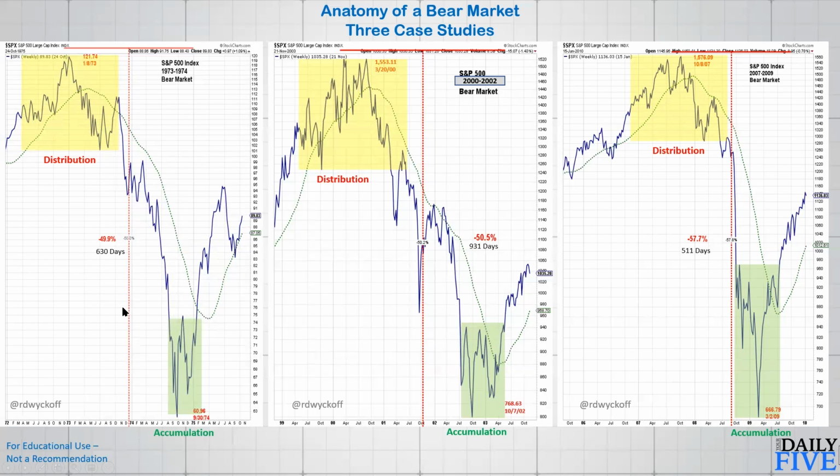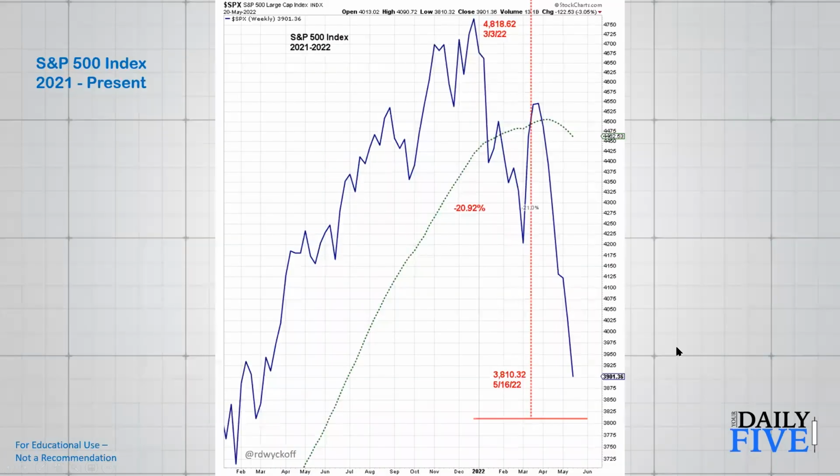So three bear markets, each with slightly different time frames, very similar in their markdown construction, preceded by distribution, and then a really compelling accumulation formation at the bottom of each. Not time today to go into those, but I want you to keep those in mind. Let's bring this up to date.